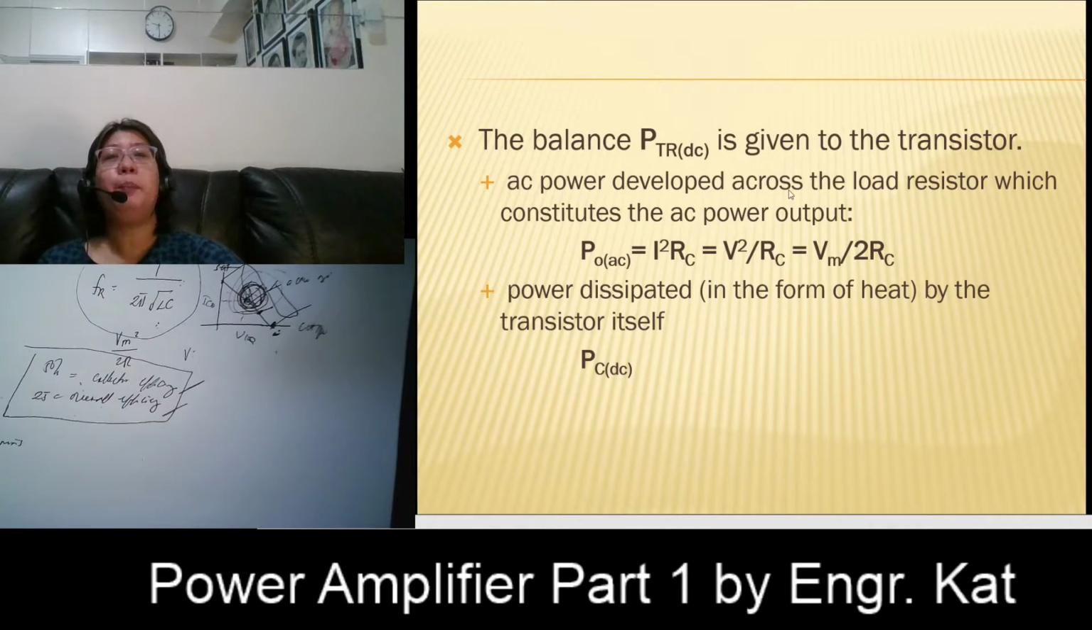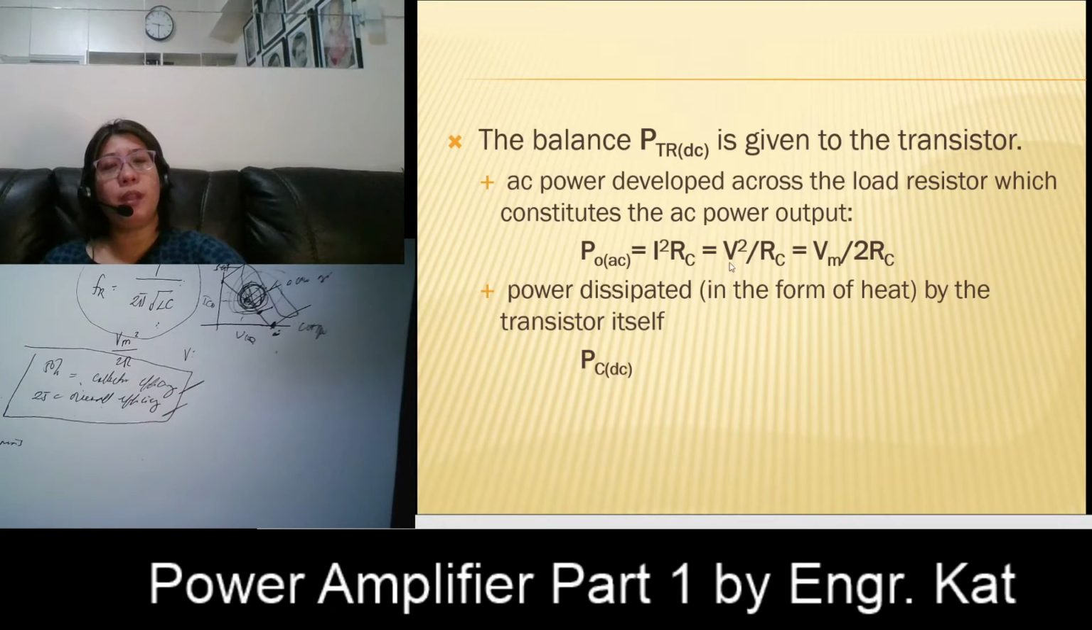So the balance, the remaining from the total power, will go to the transistor. The power that goes to the transistor will be divided into two. The first is your AC power. We wanted this. This is our purpose, our goal, and this is the AC power developed across the load resistor, which constitutes the AC power output. This is equivalent to I squared RC or V squared over RC.